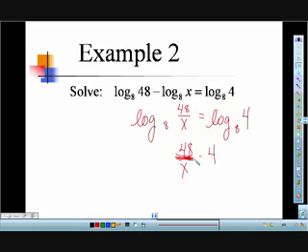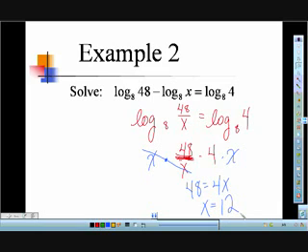And I'm solving for x, so I'm going to need to multiply both sides by x. So these will cancel. I'm going to have 48 equals 4x. And then when I divide by 4, I'm going to get x is equal to 12. Again, be sure to check your work, and 12 works. So we're good. x is equal to 12.